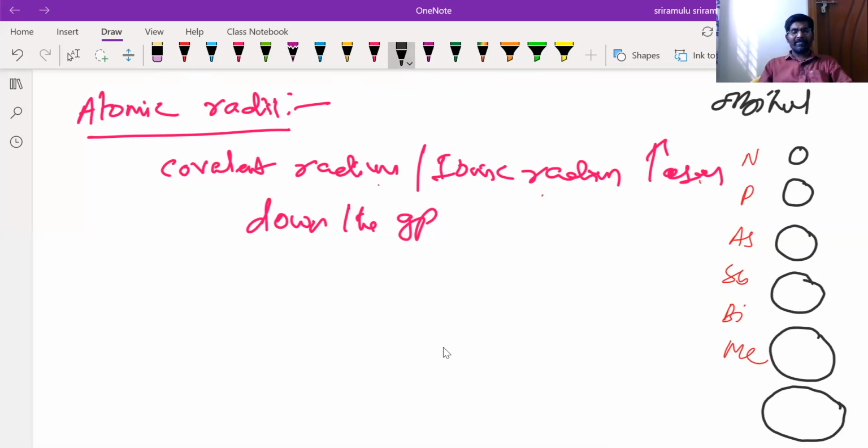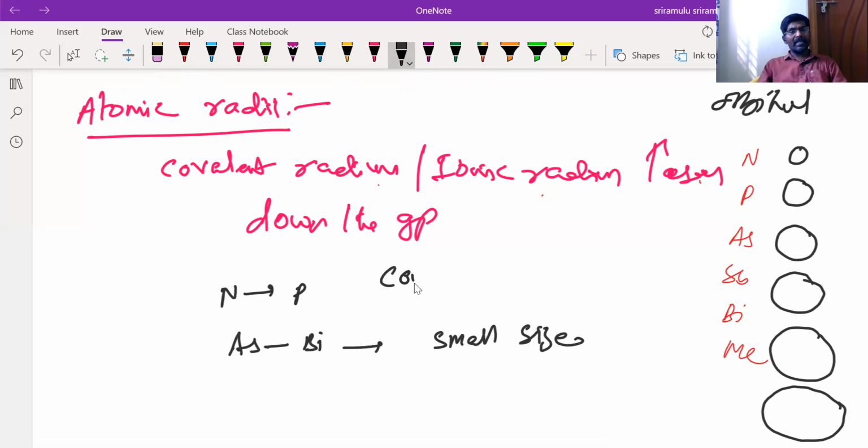But here, what actually happens? The size increment from nitrogen to phosphorus is a considerable increment. Then from arsenic to bismuth, it is not a sharp increment. It is a very small increment. So this one is a considerable size increment.